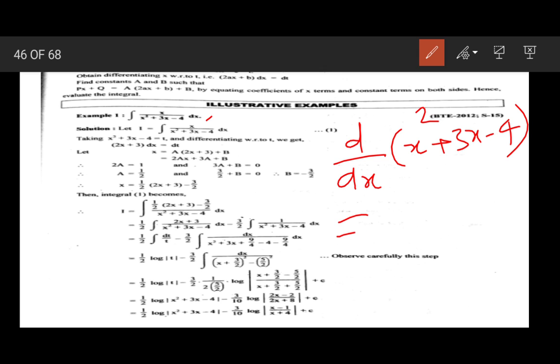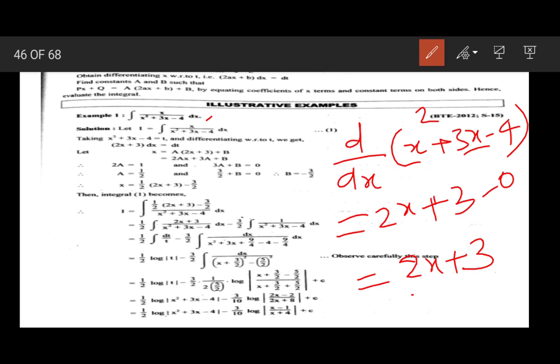So I'm going to find the derivative of x square plus 3x minus 4. The derivative of x square is 2x, the derivative of 3x is 3, and the derivative of 4 is 0. So I will get the derivative as 2x plus 3. This is the derivative. The first step is to find the derivative.